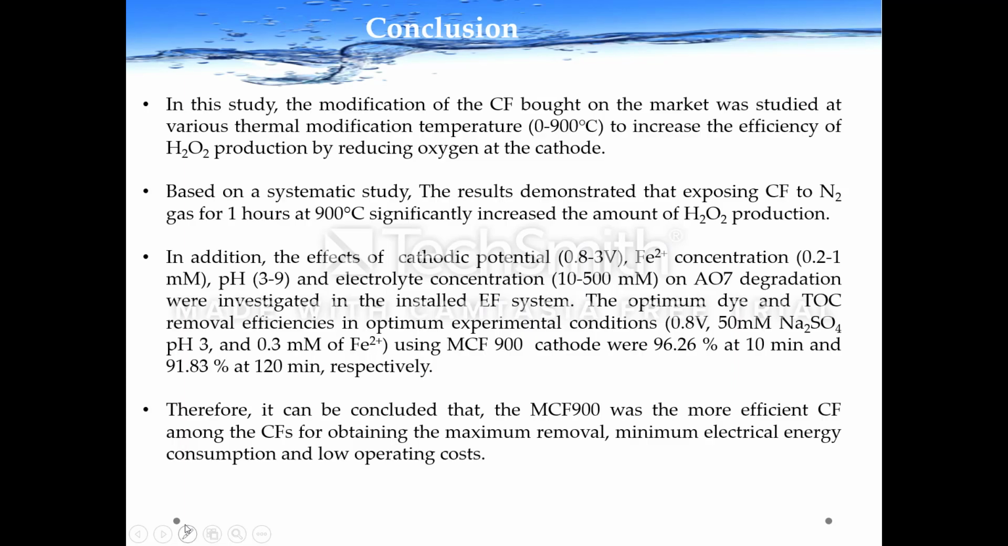Finally, we dealt with the Fenton process. We bought carbon felt material and used it as a cathode. We tried to increase the effectiveness of this cathode by thermal modification, and indeed we obtained it. We found that the electrode which is modified at 900 degrees Celsius is the best one.